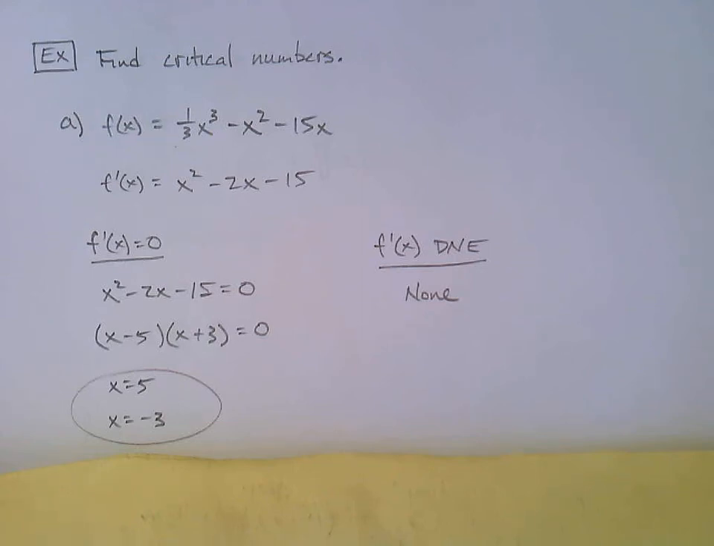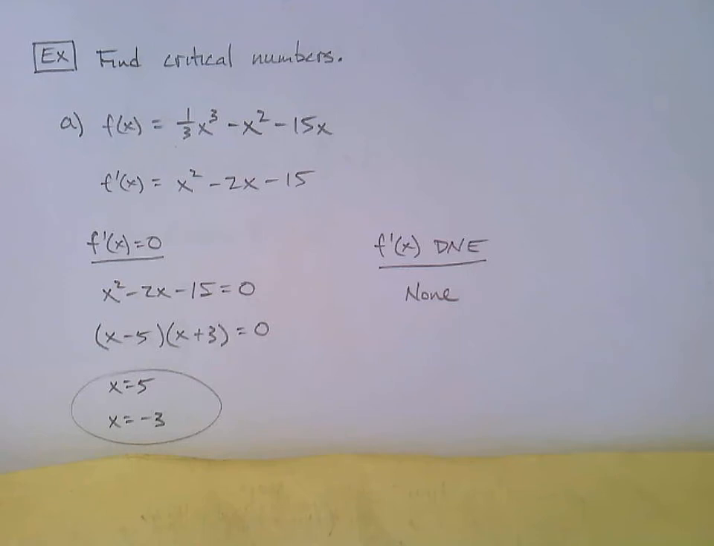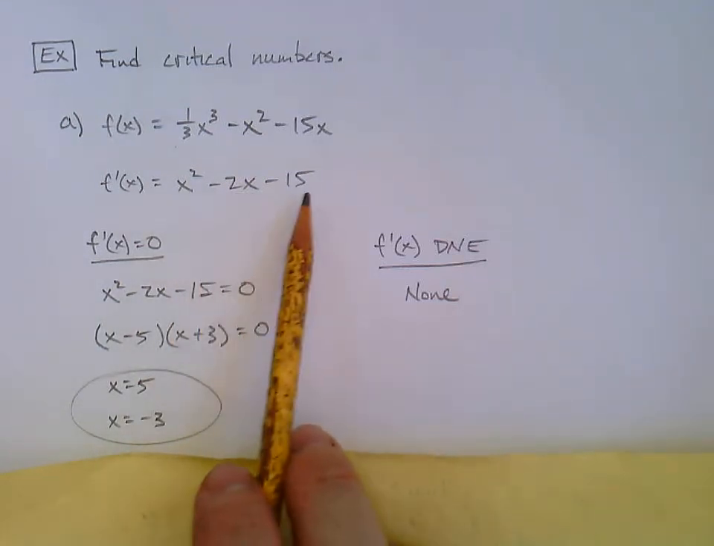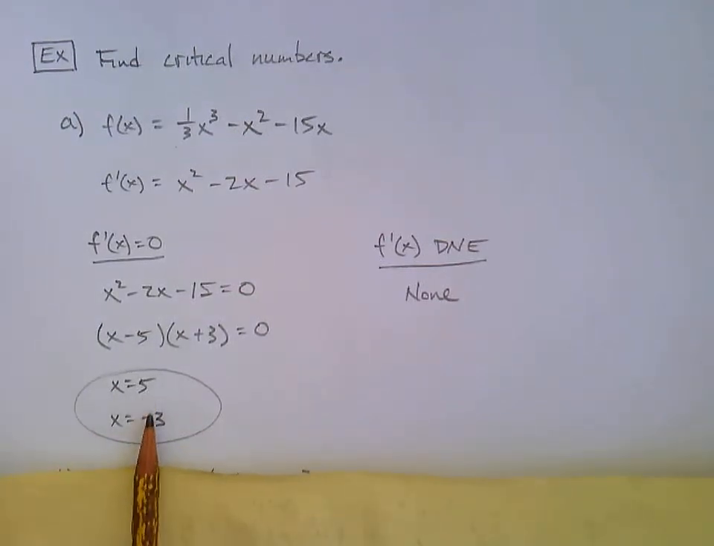So are there any x values that cause this f prime of x to be undefined? No. We're never dividing by an x or anything where we have to think, oh, maybe like if x equals 0. We're going to see an example like that next, because I definitely want to show you what that looks like. But here, every x value is fine. There are no holes or jumps or anything like that. So x values where f prime of x does not exist: none. Which means these are the critical numbers. There's two of them, x equals 5 and x equals negative 3.